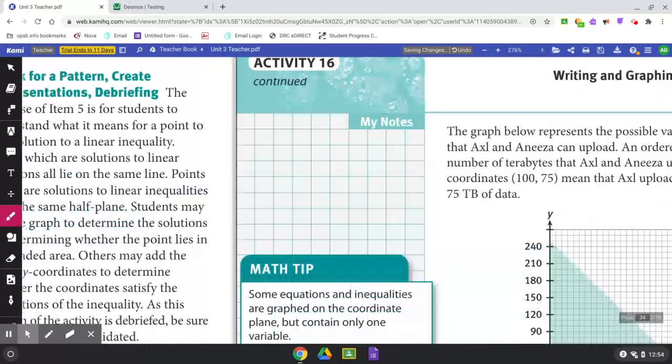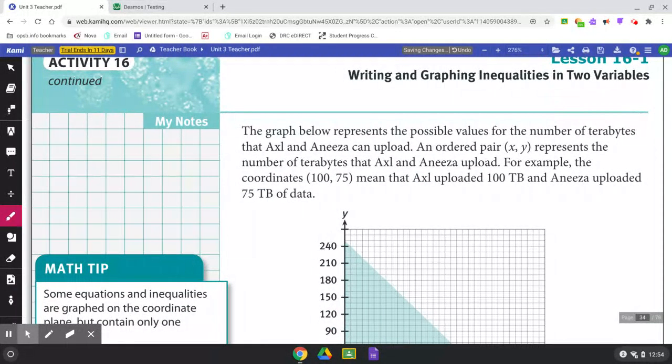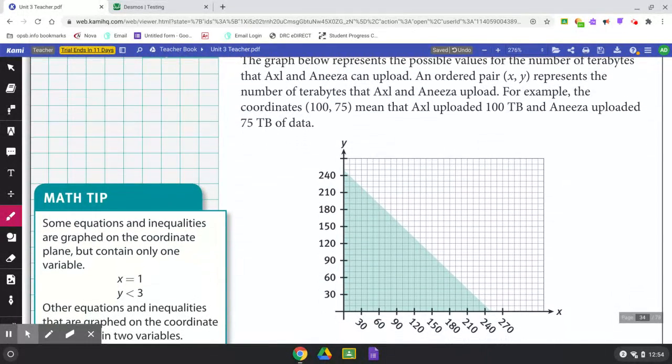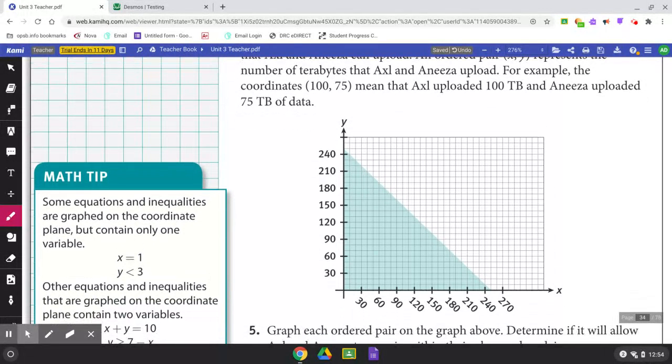Okay, moving on to the next page. The graph below represents the possible values for the number of terabytes that Axel and Anisa can upload. An ordered pair, (X, Y), represents the number of terabytes that Axel and Anisa upload. For example, the coordinate (100, 75) means that Axel can upload 100 and Anisa can upload 75. So that point is about right here. That's approximately where that point is.